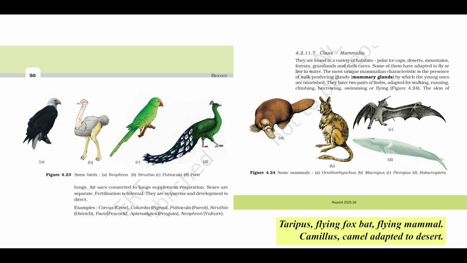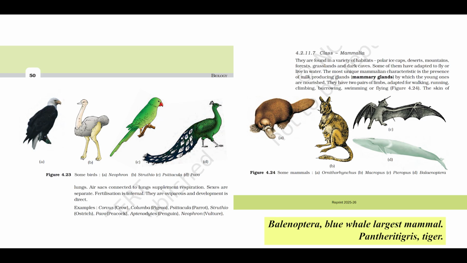Pteropus, flying fox, bat, flying mammal. Camelus, camel adapted to desert. Macaca, monkey primate. Rattus, rat. Canis, dog. Felis, cat. Elephas, elephant. Equus, horse. Delphinus, common dolphin marine mammal. Balaenoptera, blue whale largest mammal.